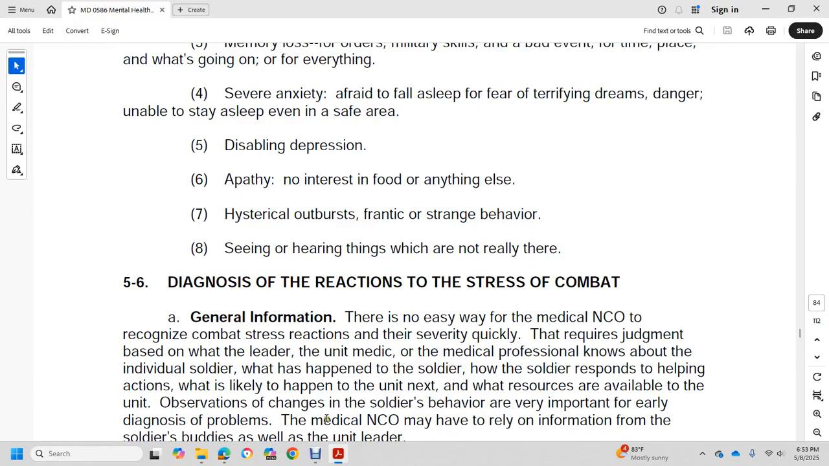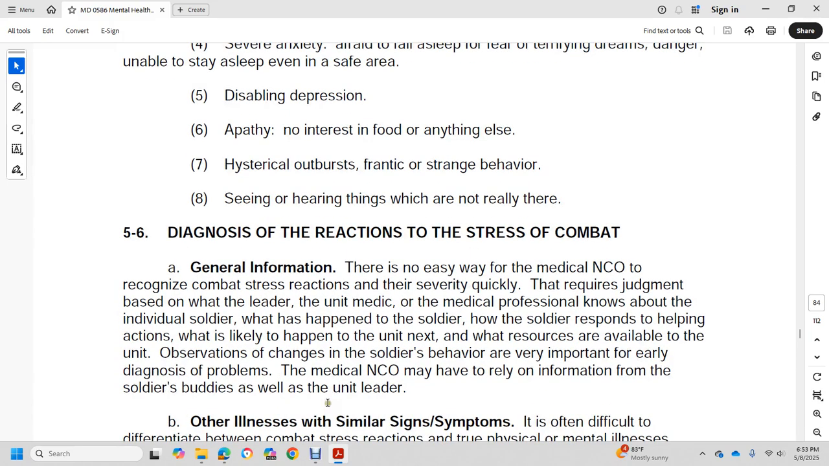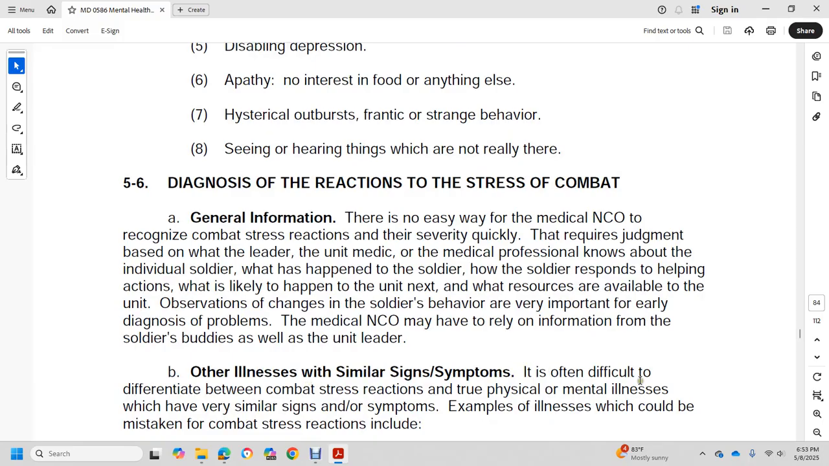Early diagnostic problems. Diagnosis of the problem: the medical NCO may have to rely on information from the soldier as well as the unit leader. Other illnesses with similar signs and symptoms: it is often difficult to differentiate between combat stress reaction and true physical and mental illness, which have very similar signs or symptoms.